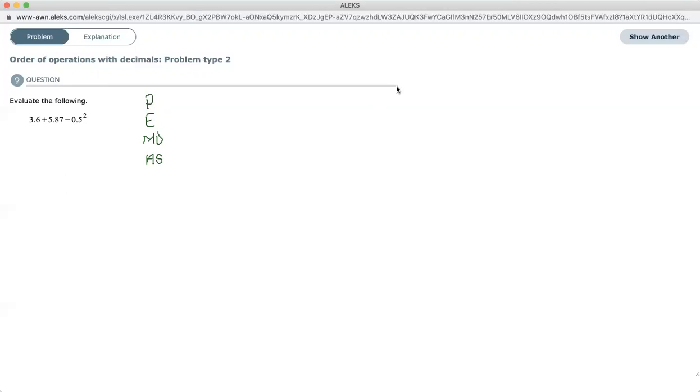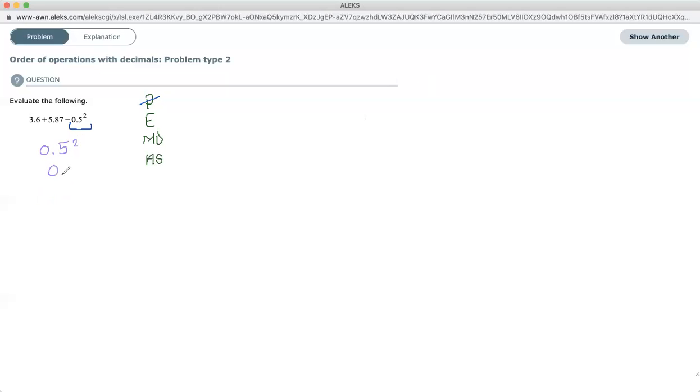So looking at the problem that I have, we do not have any parentheses or grouping symbols, so we don't have to worry about that. I do have an exponent, so I'm going to take a look at that first. Now notice, it is very important to make note of this, that the negative is not a part of the exponent. So the part we are going to be working on here is just the 0.5 squared.